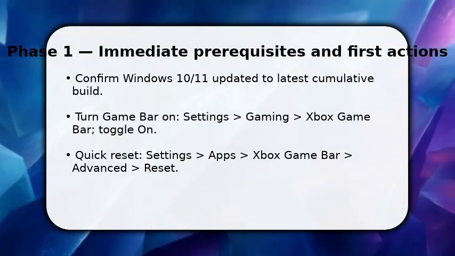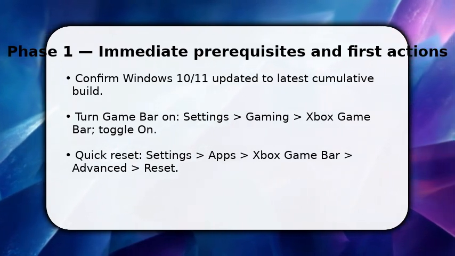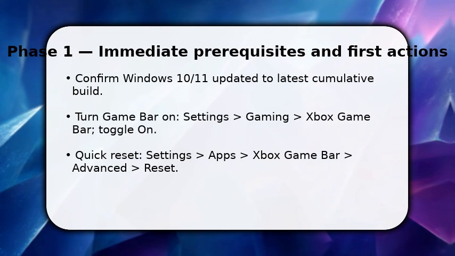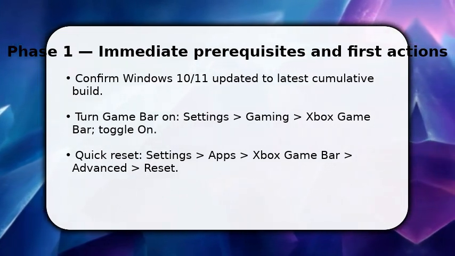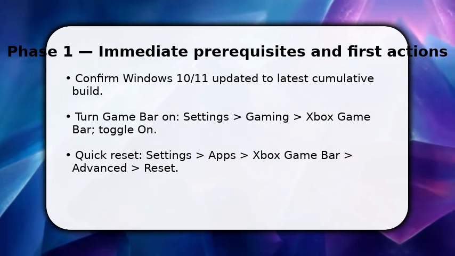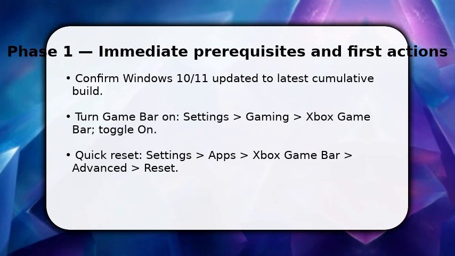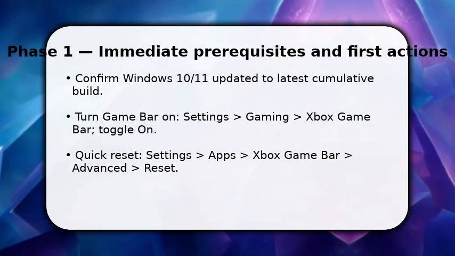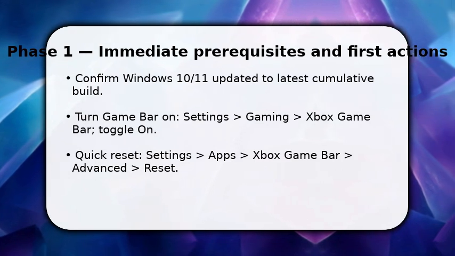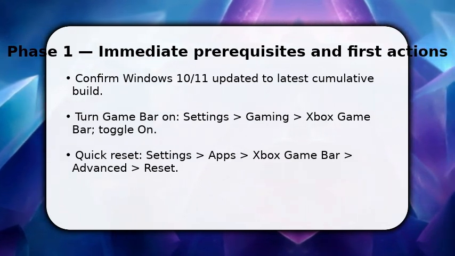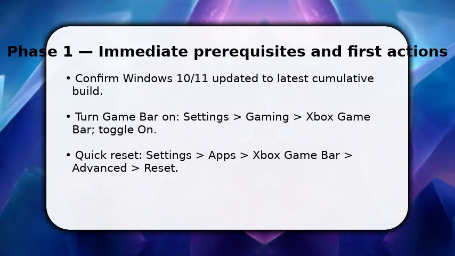You start by confirming prerequisites and taking the first direct actions. Update Windows to the latest cumulative build, because many Gamebar bugs are fixed there. Next, enable Xbox Gamebar in Settings Gaming. This restores system hooks. Once done, use Settings apps to locate Xbox Gamebar and choose Advanced Options, then Reset. That clears corrupted local data without reinstalling. This sequence fixes most startup failures, and it primes the system for the deeper troubleshooting steps that follow.